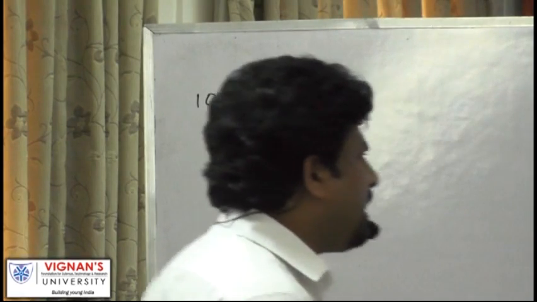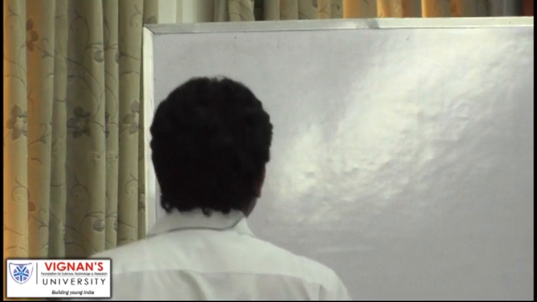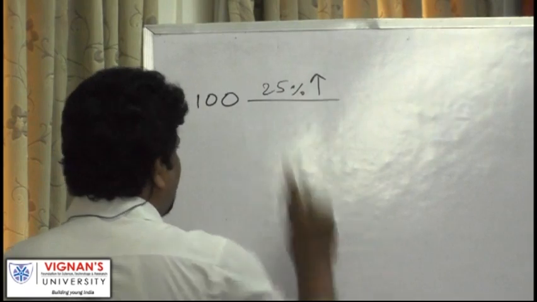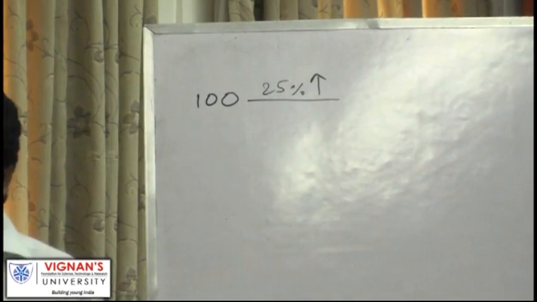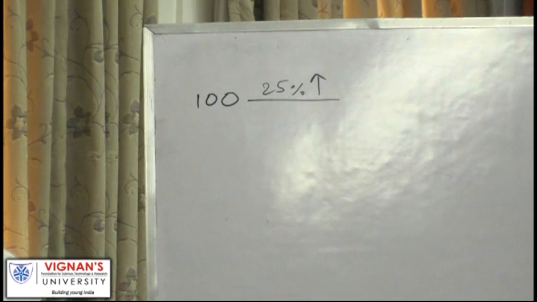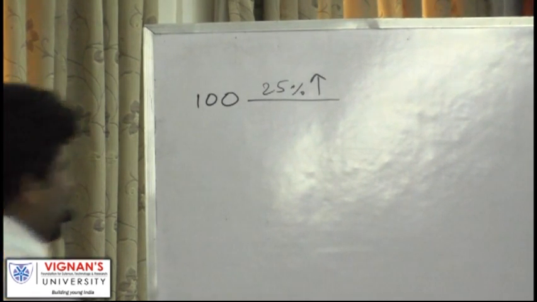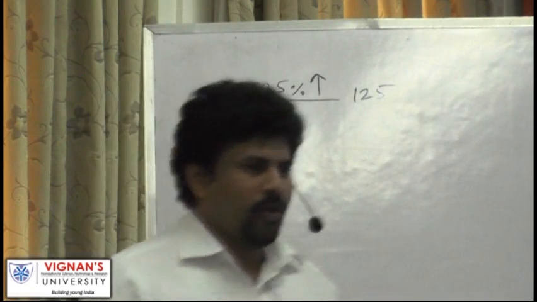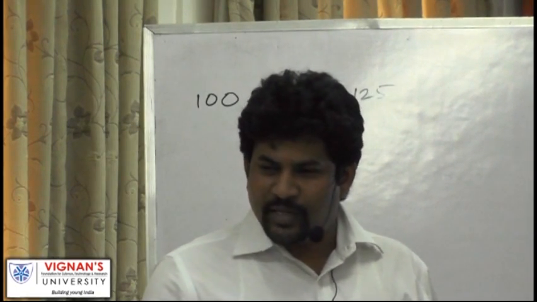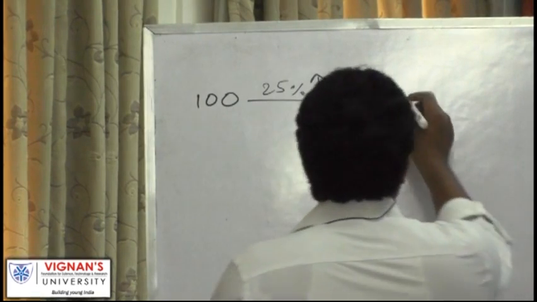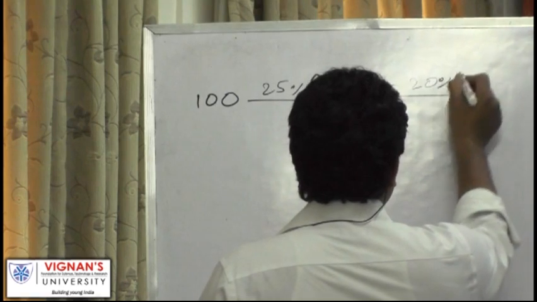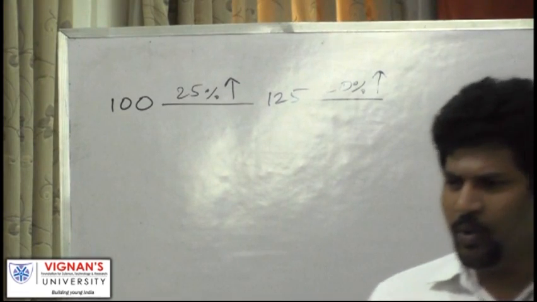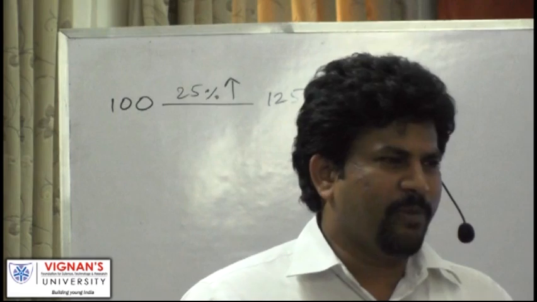Now, length is increased by what percentage? 25. So if length is increased by 25%, volume also increases by 25%. What would be our new volume now? 125. This is because of the increase in length. Breadth is increased by what percentage? 20%. So volume also increases by 20%. What is the present volume? 125. Increase 125 by 20%.